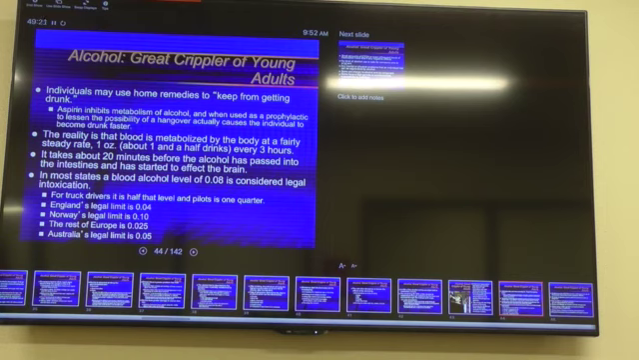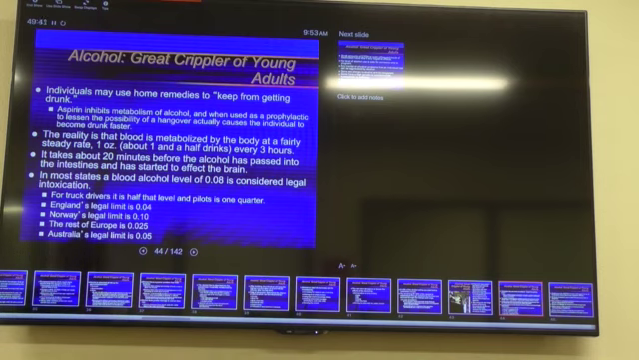Remember, 60 minutes to 90 minutes after you start drinking is when you're the drunkest. So if you're at the bar and you're drinking your beer or whatever you're drinking, it's going to take at least 20 minutes before it starts affecting you, and then you're going to be the drunkest at 60 minutes after you had that drink.